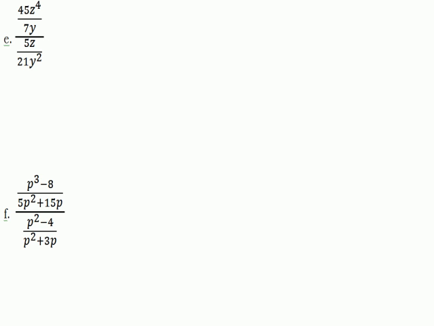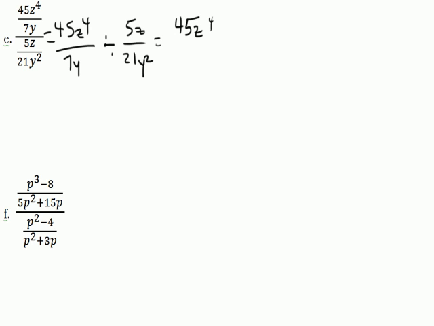Let's go on to E. In E, we see that we're dealing with a fraction divided by another fraction. So let's look at rewriting this just to see another way to write this. This is equivalent to 45z to the fourth over 7y divided by 5z divided by 21y squared. Well, from one of our rules before, we see that this is equivalent to 45z to the fourth over 7y times 21y squared over 5z.